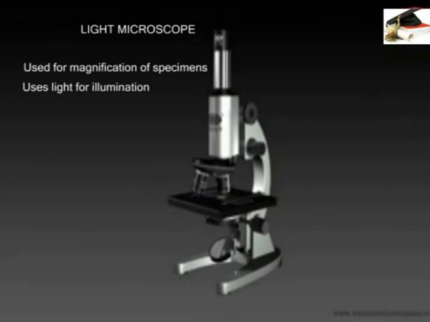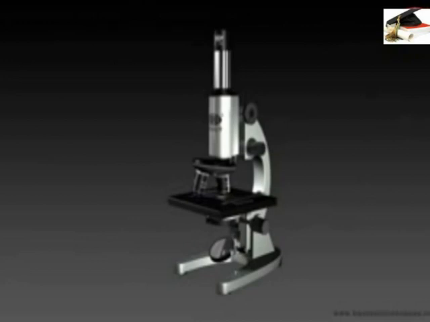The commonly used microscope in schools is the light microscope. It is called a light microscope because it uses light for illumination of the specimen to be viewed. A microscope is a delicate and expensive instrument and should therefore be handled with care. It is therefore important to know the parts of a microscope and how to use and care for it.